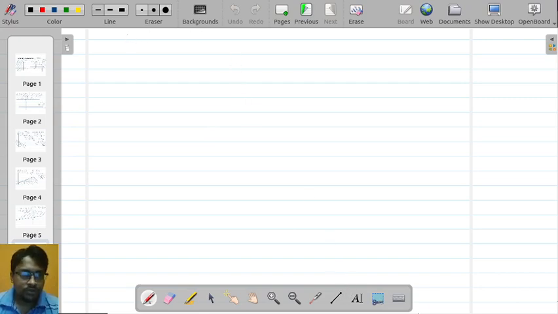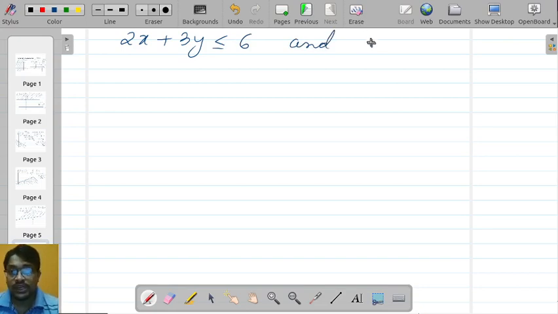So now suppose I want the region that is represented by 2x + 3y less than or equal to 6, and both the regions together, and say x less than or equal to 1, or 2x + 3y less than or equal to say 12. I will just increase this.